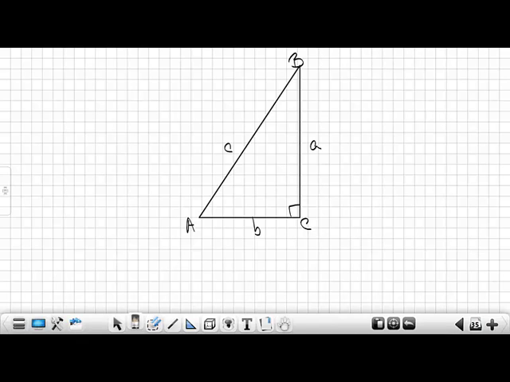So little a is always across from angle A. Little b is always across from uppercase B. Important to note. They go with each other. So with that in mind, you have to look at what's given and use your knowledge of SOHCAHTOA to build the appropriate equation and solve for a single variable.